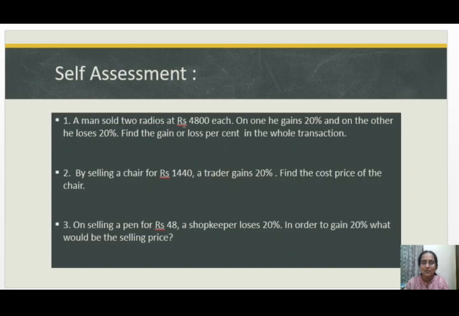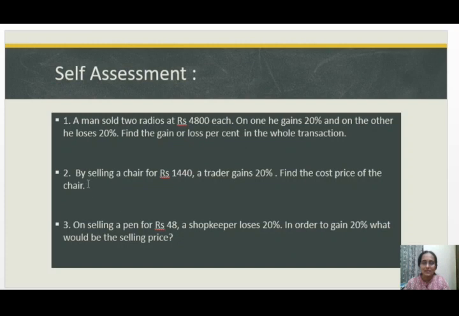2 radios at rupees 4,800 each. Selling price of the 2 radios you also know very easily. But get the cost prices for each radio according to the gain percent and loss percent. Then you have to compare the total cost price and total selling price. Then get the loss percent or profit percent in the whole transaction.